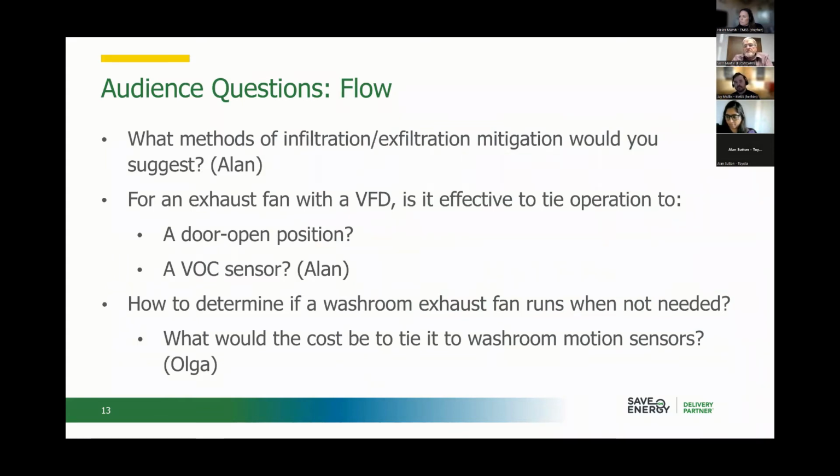What would the cost be to tie it to washroom motion sensors? Not really sure. It's a little out of my field. I don't think it would be very expensive. I mean, you can pick up sensors. I know the various sensors that are out there now that are part of various security systems. None of those are very expensive, and you'd need to have some way of using that and relaying that to tell it to turn the washroom fan on and off.